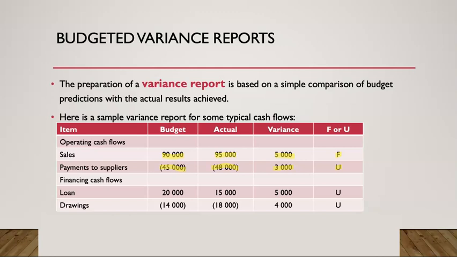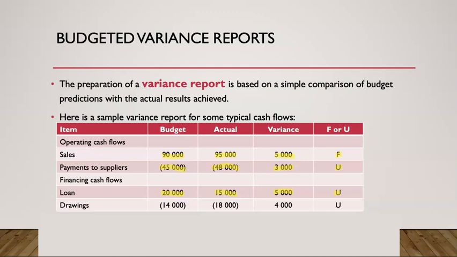The loan is an unusual one. We budgeted that we would get an inflow of $20,000 of cash. We actually only got 15. So this is a variance of 5. And this is unfavourable. And this might feel a bit weird because a loan's a liability, surely we don't want it to go up, but we're talking about cash here. We thought we'd get $20,000 of cash coming in. We only got 15. This is an unfavourable variance.